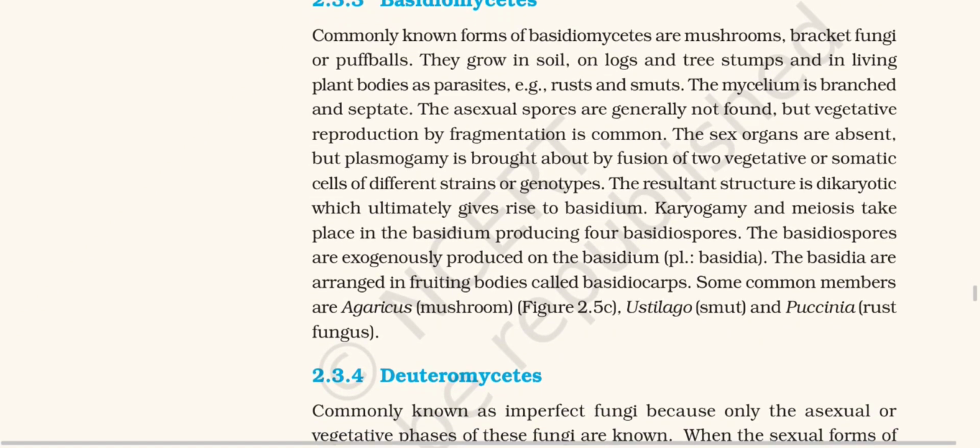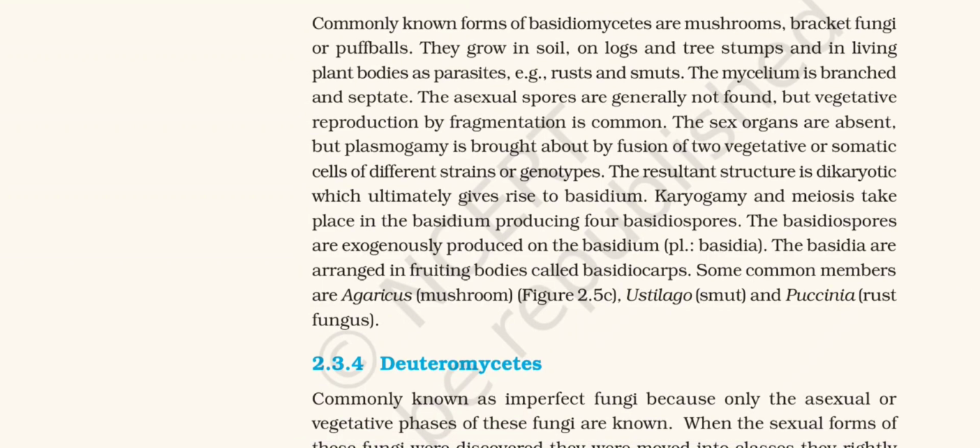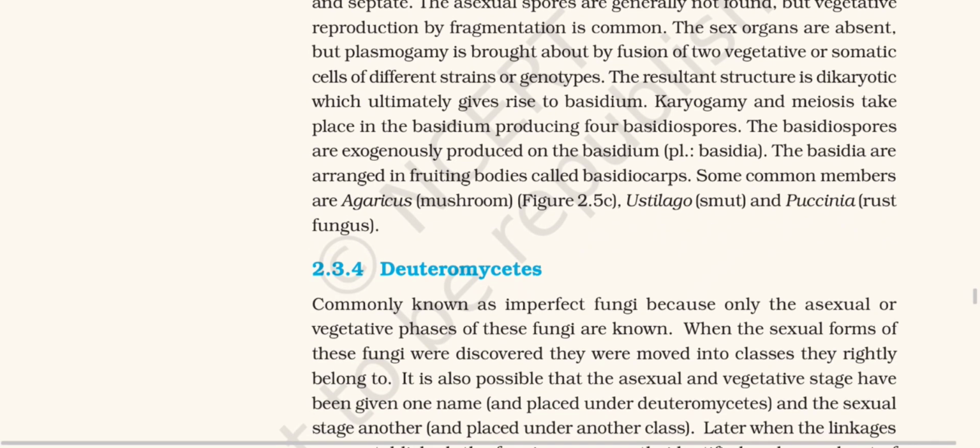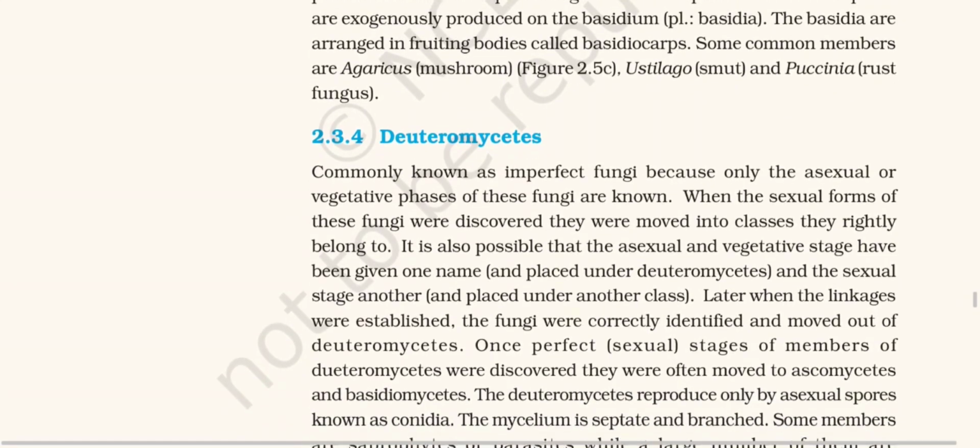The sex organs are absent, but plasmogamy is brought about by fusion of two vegetative or somatic cells of different strains or genotypes. The resultant structure is dikaryotic, which ultimately gives rise to basidium. Karyogamy and meiosis take place in the basidium, producing four basidiospores. The basidiospores are exogenously produced on the basidium (plural, basidia). The basidia are arranged in fruiting bodies called basidiocarps. Some common members are Agaricus, mushroom (Figure 2.5c), Ustilago, smut, and Puccinia, rust fungus.